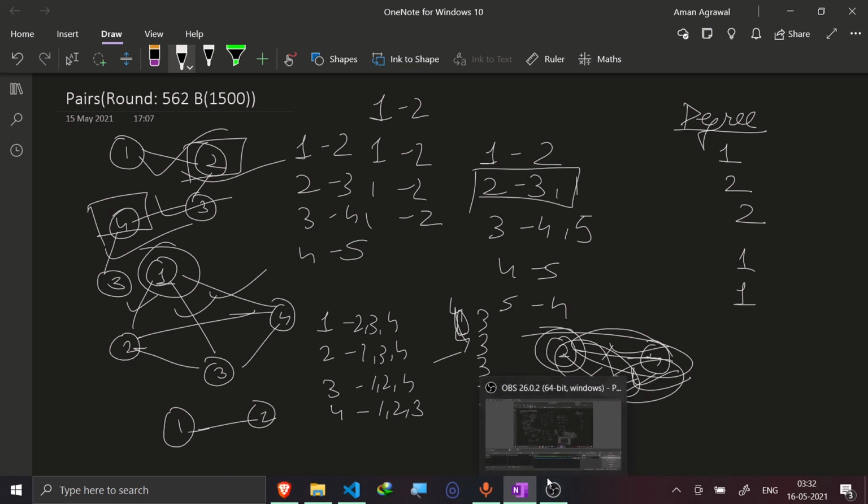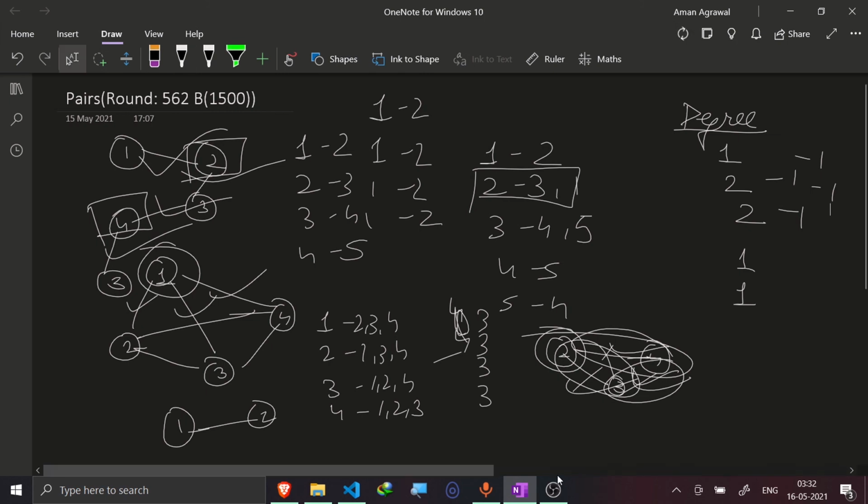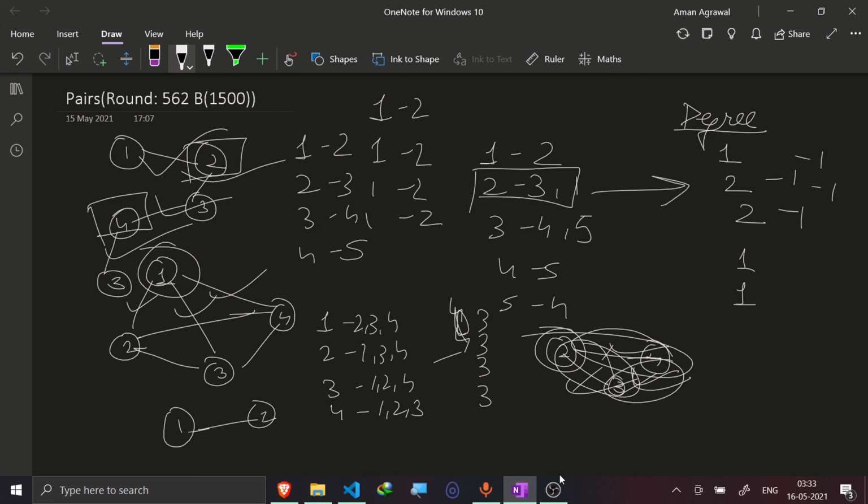Suppose I choose 2, with neighbors 3 and 1. So I would delete the edge between 2 and 3 and between 2 and 1. So I would be subtracting degrees: minus 1 in the degree of 3 and minus 1 in the degree of 1, and similarly minus 1 in the degree of 2 for each edge. So at last, the vertex I am choosing, its degree would ultimately be 0, because I am deleting every edge corresponding to that node, and simultaneously I am decreasing the degree of that vertex also. So the node which I am choosing has degree 0, and all the nodes it is connected to have their degree decreased by 1.